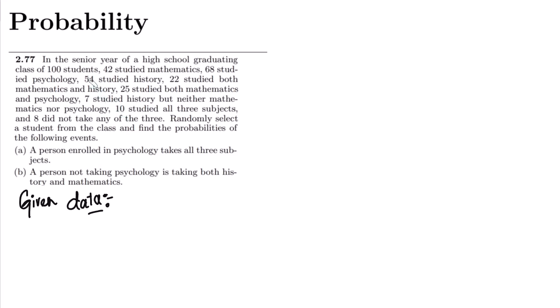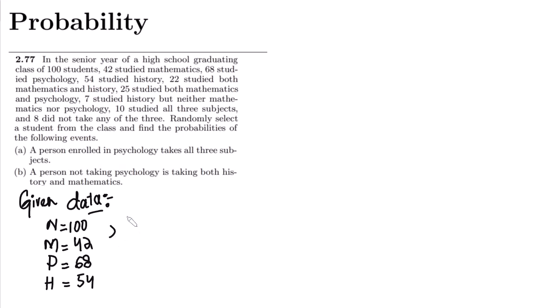In the given data, the total number of students n is 100. 42 studied mathematics, so mathematics is studied by 42 students. Similarly, 68 studied psychology. This is P. So 68 studied psychology, 54 studied history. History is represented by H, and that is 54. 22 studied both mathematics and history.